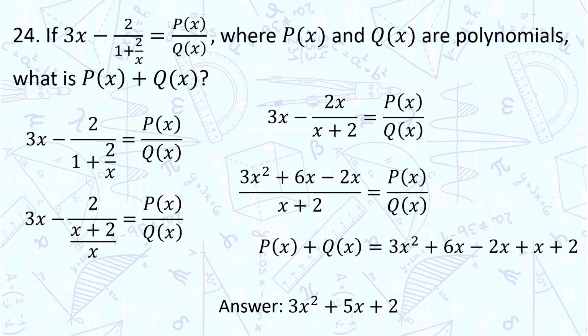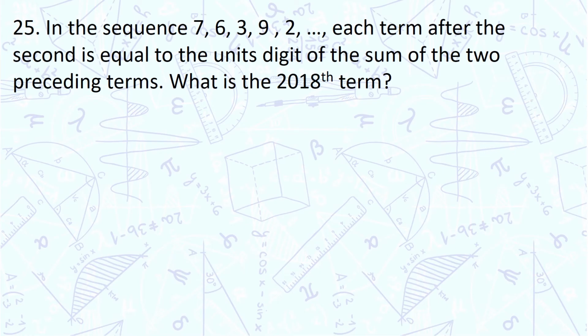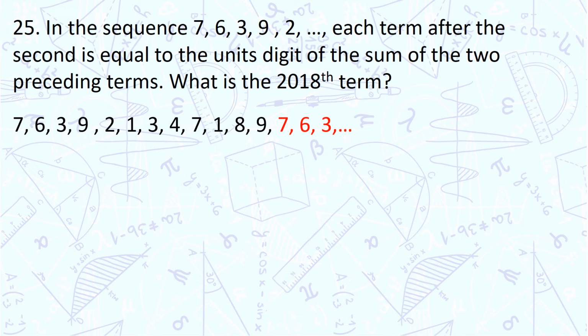Number 25. In the sequence 7, 6, 3, 9, 2, and so on, each term after the second is equal to the units digit of the sum of the two preceding terms. What is the 2018th term? If we continue the sequence, we might get a pattern.